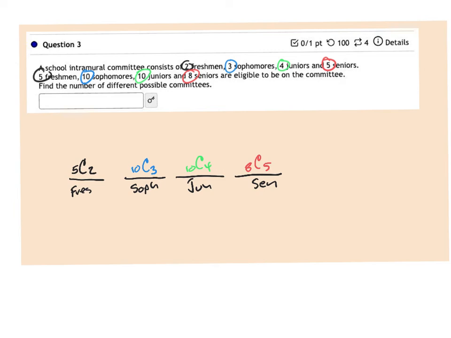If you did them individually, 5C2 is equal to 10. 10C3 is 120. 10C4 is 210. And 8C5 is 56. So then you multiply all of those together, and you're going to get 14,112,000.